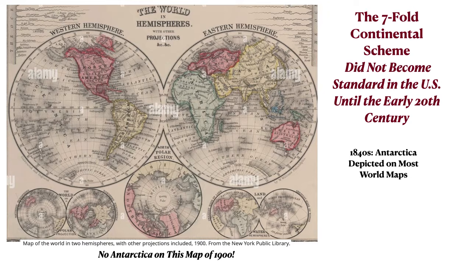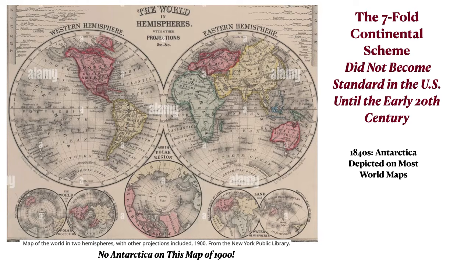And to get to the 7-continent scheme, it really didn't become standard in the United States until the early 20th century. So I have here a map from the year 1900, if you read carefully in the caption there from the New York Public Library. And it is using color and it's separating, whoever colored in these plates, separating North America from South America. Again, we have Africa, Asia, and Europe. We have Australia as a separate continent or land mass, not specified what they're actually to be called.